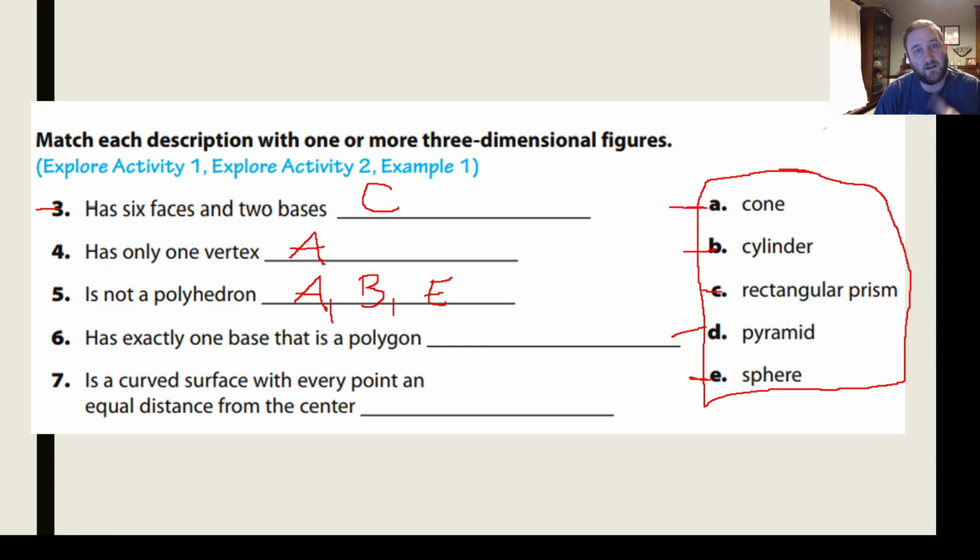Now a cone has a circular base. A circle is not a polygon, so we can't say it's A, so the only one that would work would be D. And then 7 is a curved surface with every point an equal distance from the center. That is the definition of a sphere.